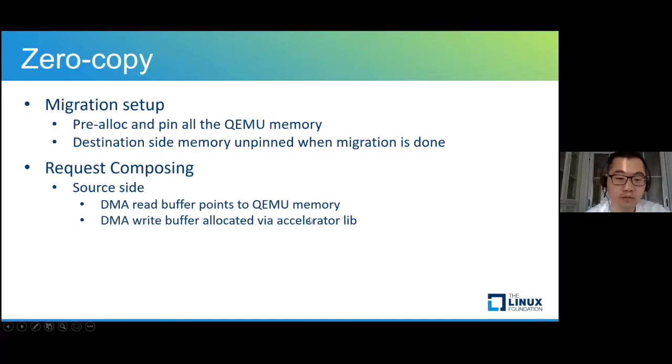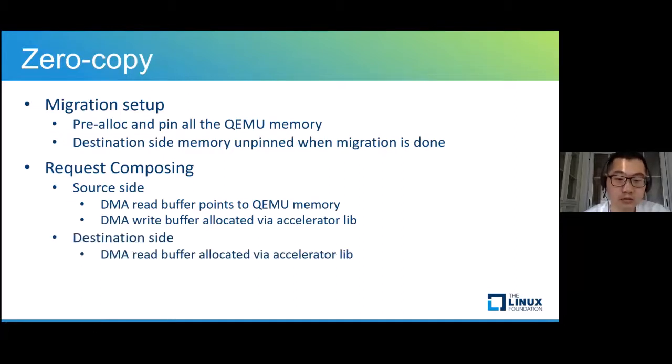to the buffer. And on the destination side, the DMA read buffer is allocated by the library. So there is a piece of buffer, and the DMA write buffer points to the QEMU memory. So the device reads the compressed data from this library buffer and then does decompression. Once decompression is done, the device does DMA write to the QEMU memory directly. So this achieves zero copy.